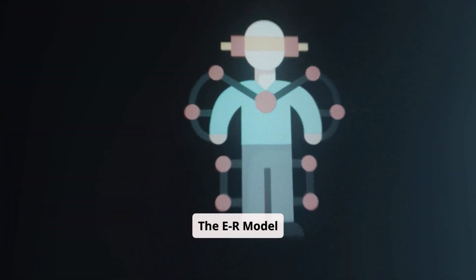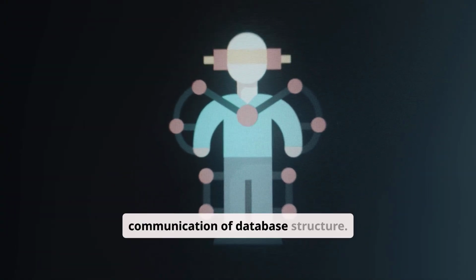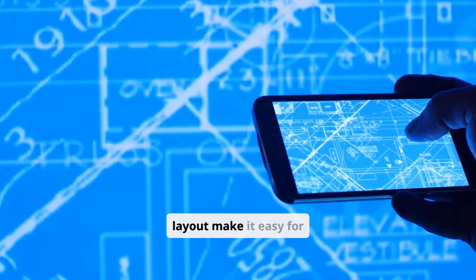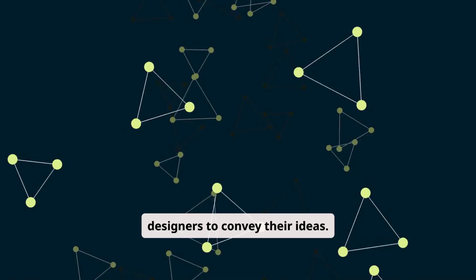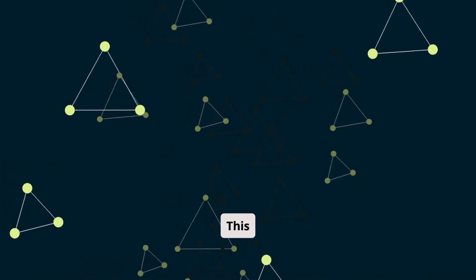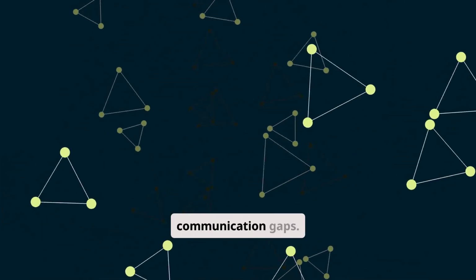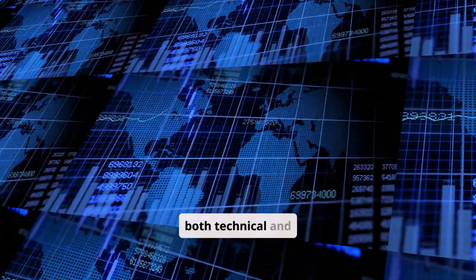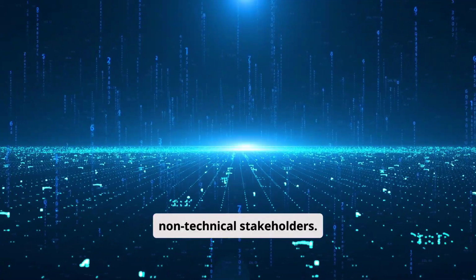The ER model greatly facilitates the communication of database structure. Its standardized symbols and clear layout make it easy for designers to convey their ideas. This visual language bridges potential communication gaps. It is highly effective for both technical and non-technical stakeholders.